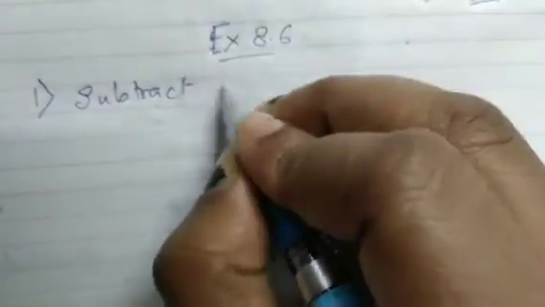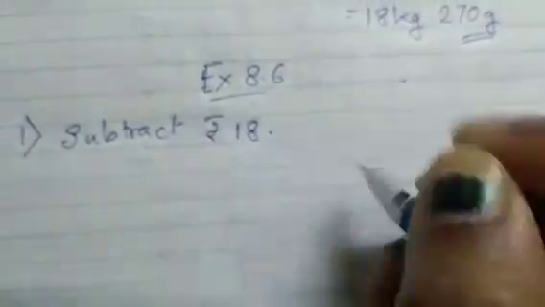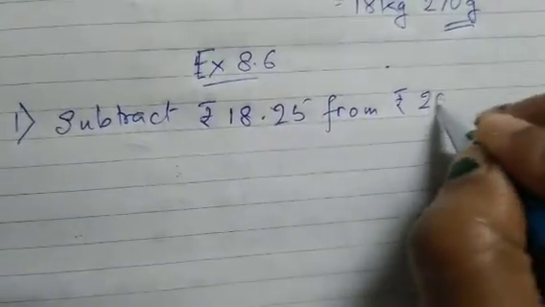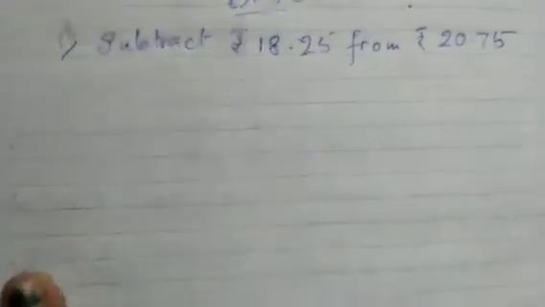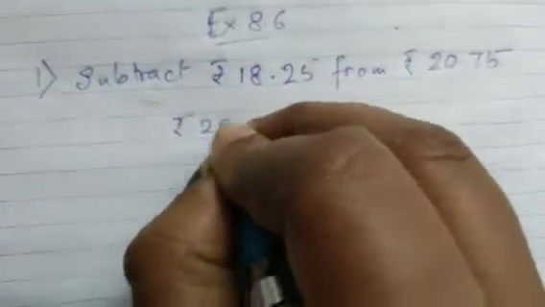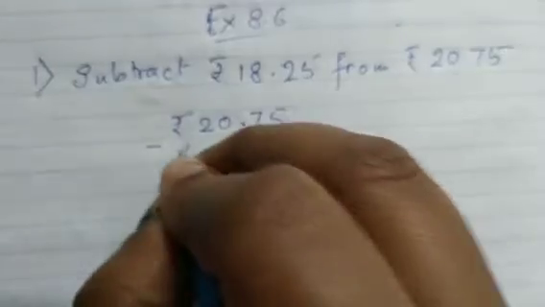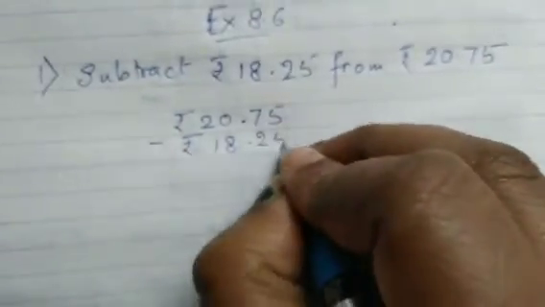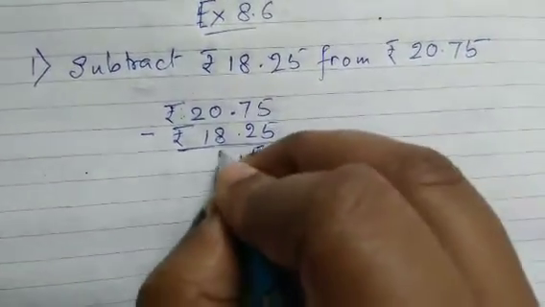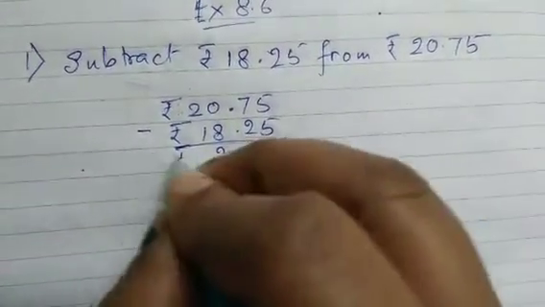When I am supposed to subtract, the question is: subtract rupees 18.25 from rupees 20.75. Right. So in this case, which will come on the top? So rupees 20.75 minus rupees 18.25. Now minus it: 0, 5, 2. So it is rupees 2.50. Okay. Now this is A.